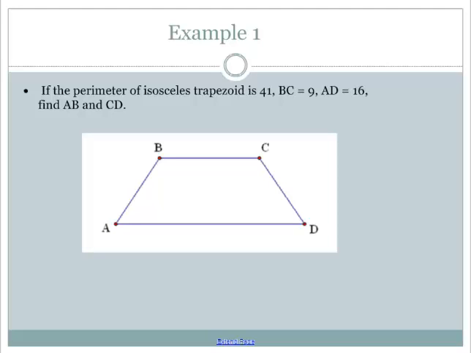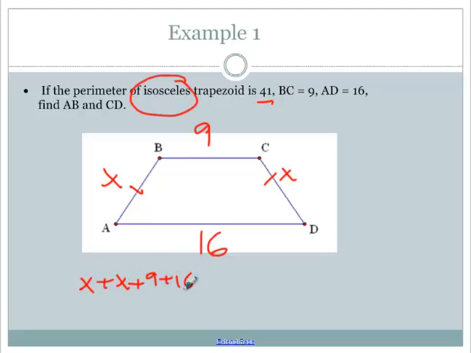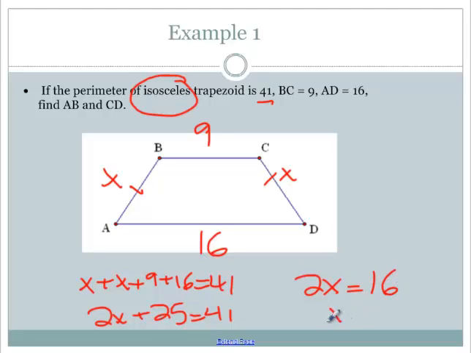So example 1. If the perimeter of an isosceles trapezoid is 41, and BC is 9, and AD is 16, find AB and CD. Now because it says isosceles trapezoid, I'm going to set those congruent to each other, and let's call them X. Perimeter is all the sides added up. So X plus X plus 9 plus 16 equals 41. When I go through that, I get 2X plus 25 equals 41. I'm going to subtract 25 from both sides, and I get 2X equals 16. So X equals 8. So our final answer, because X is 8, AB is 8, and CD is also 8.